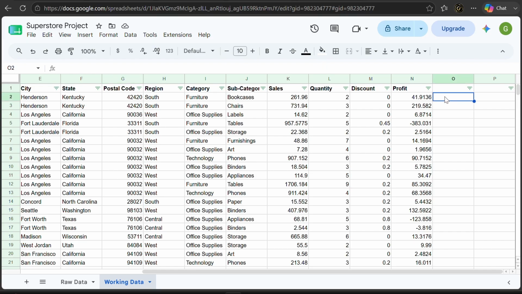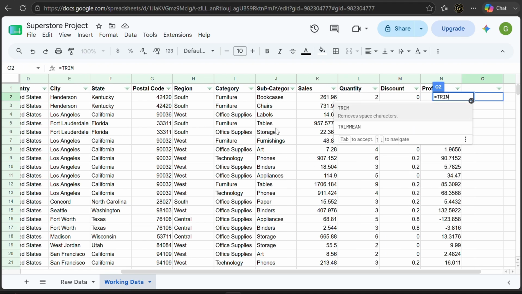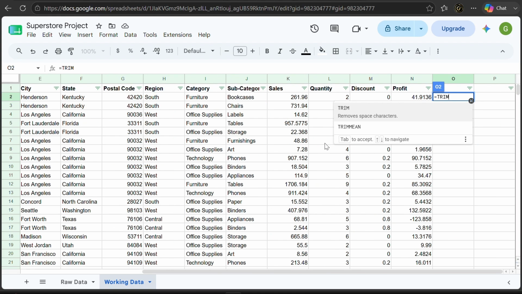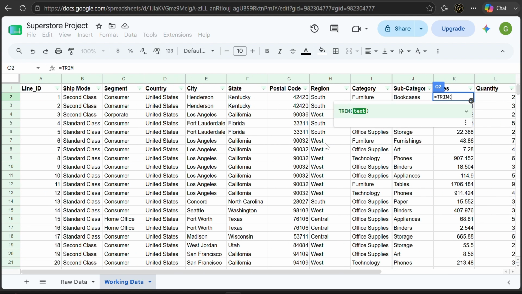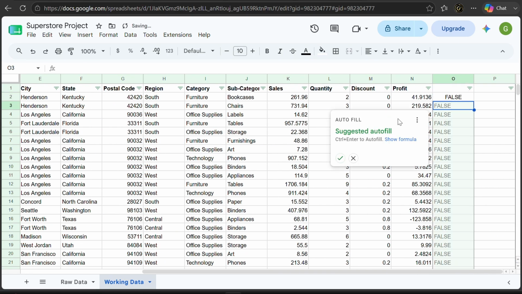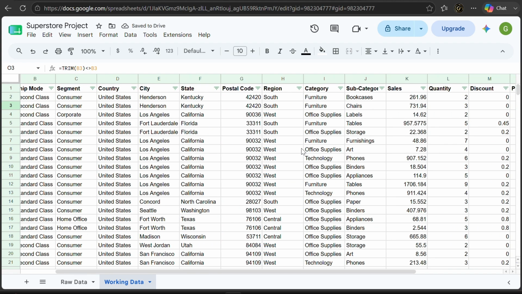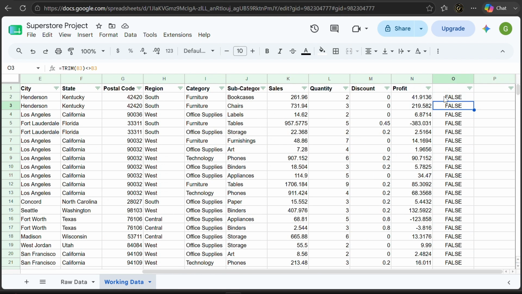So to do that, we are going to say equals to trim. For example, we want to work with this ship mode. We are going to say trim B2, and then B2 again, right? So I'm just going to say enter. You see false. False simply means that there are no trailing spaces. I'm just going to say autofill. Now I'm seeing false here, right? Whenever you see false, it means that there are no trailing spaces.